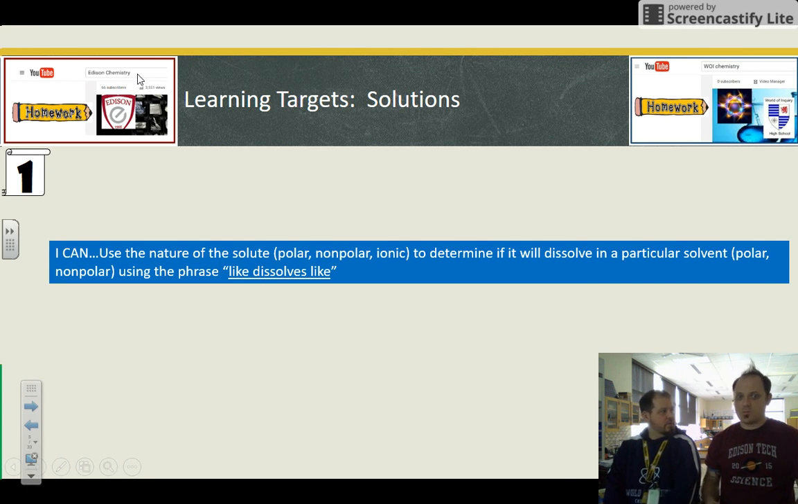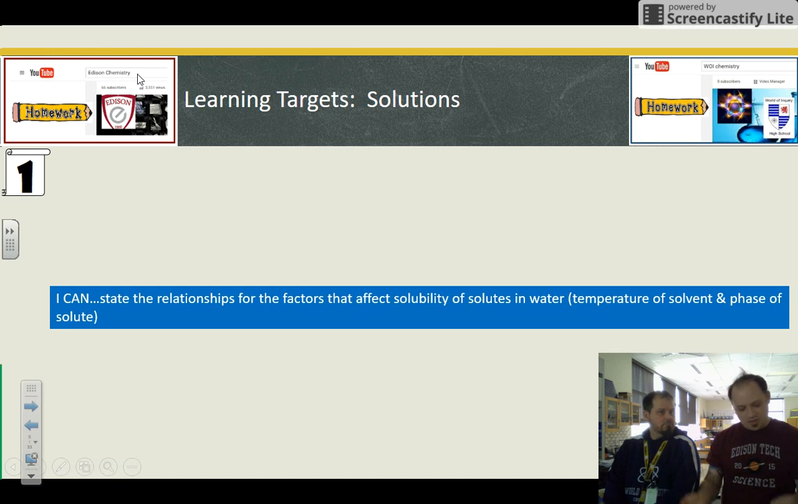Like dissolves like. So you've got the solute, you've got the solvent. Will they dissolve? Yes or no? Then state relationships. Relationship statements are super important about the factors that affect solubility of solutes in water. As the temperature changes, the solubility of the solid will do this. As the temperature changes, the solubility of the gas will do that.